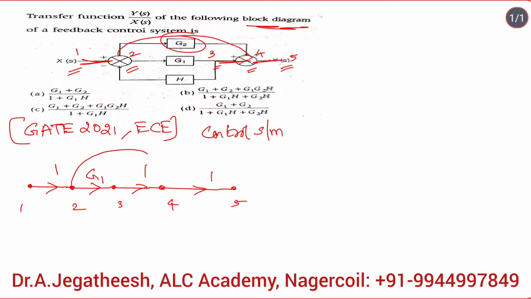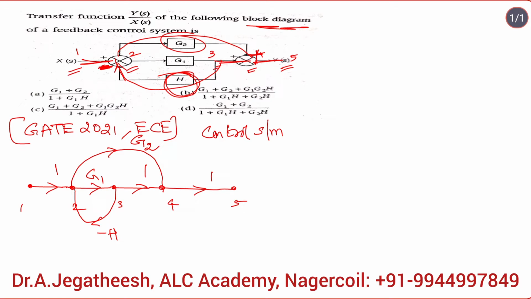From 2 to 4 you have a gain term G2, and the meeting point is plus terminal, so you can simply use G2 here. From 3 to 2 you have H, but the meeting point is minus, so you should use minus H, not simply H, because the reaching point is minus of the summer.